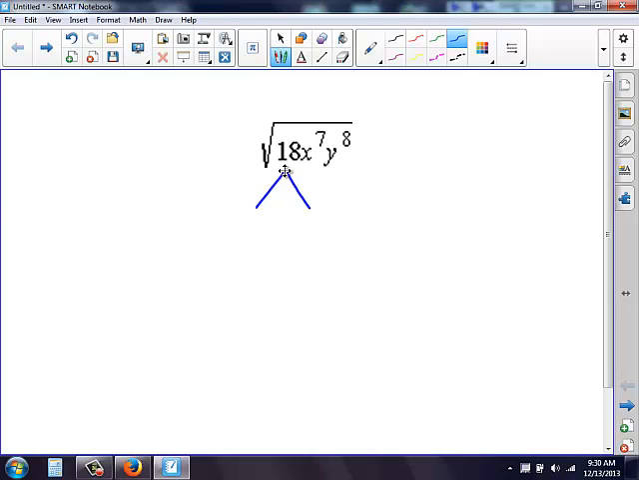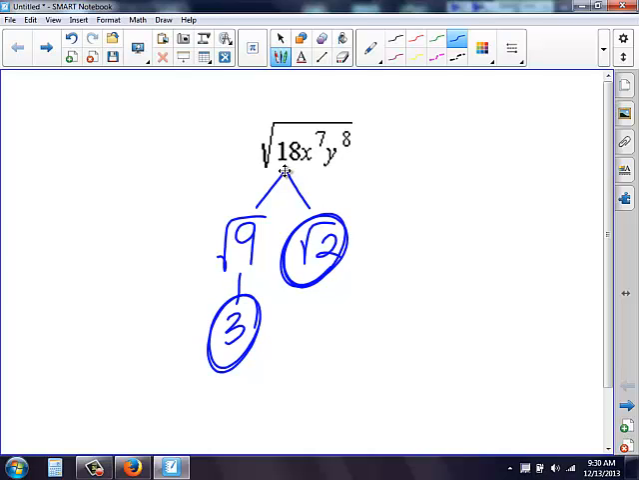So I ask myself what times what gives me 18, where one of those is a perfect square root. And I get the square root of 9, the square root of 2. The square root of 9 is 3. Square root of 2 I can't break down any farther. Therefore, I get 3 square roots of 2. I'm leaving that space because I still have to deal with the x to the 7th and the y to the 8th.